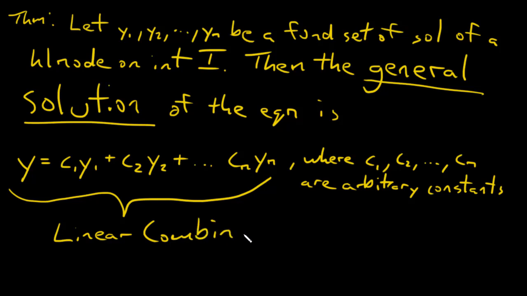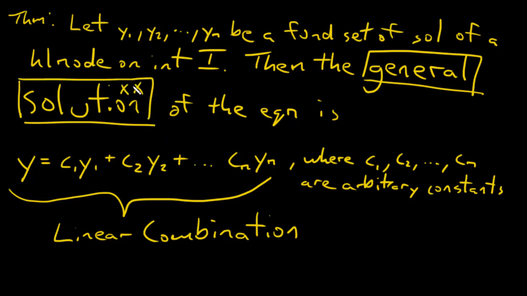But in this case, what I want you to take away from it is the general solution, boxed in with stars, because this is insanely important what we're about to say, is a linear combination of the fundamental set of solutions. The general solution is a linear combination of the fundamental set of solutions. Okay? Now, let's look at some examples to really drill this home.